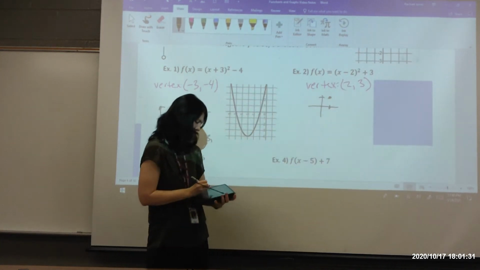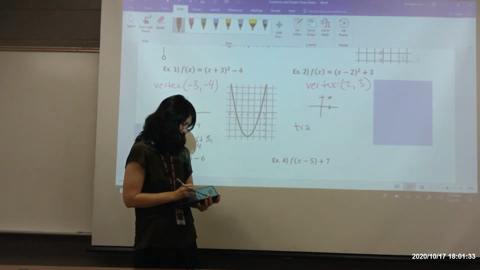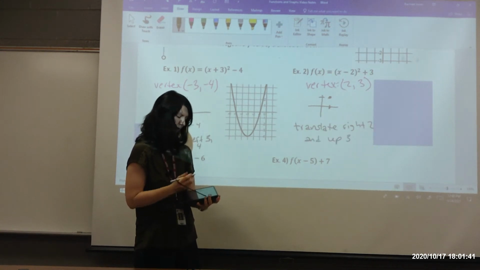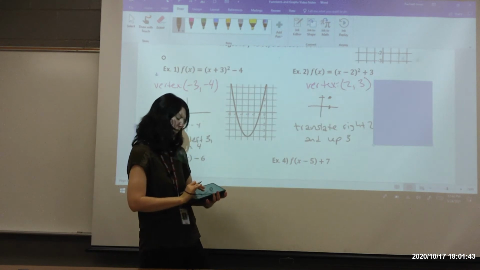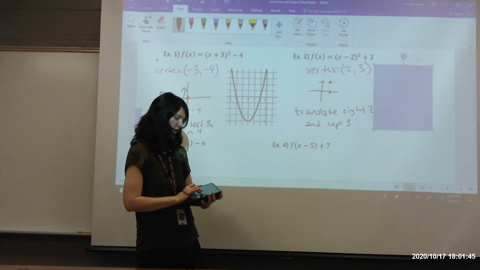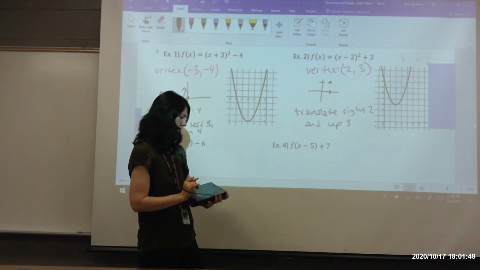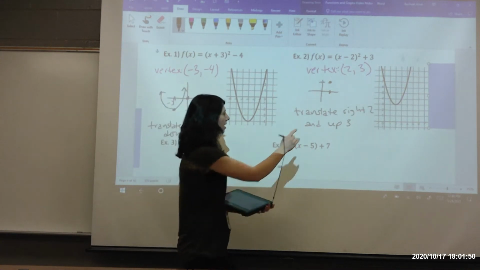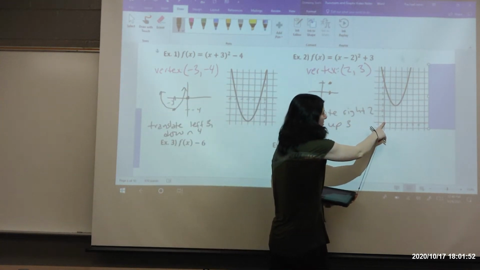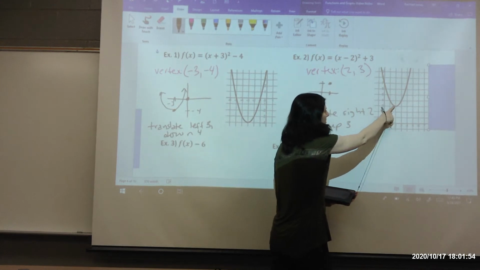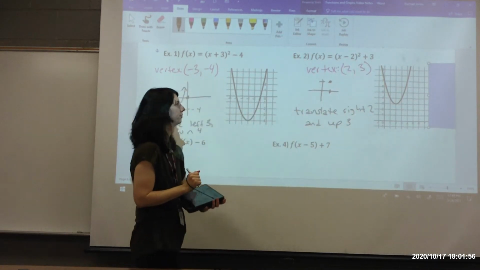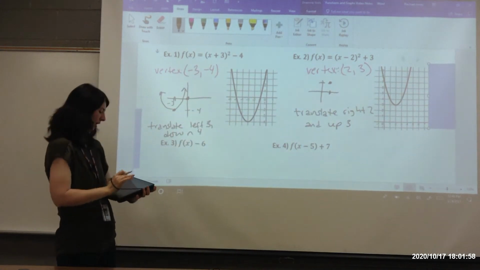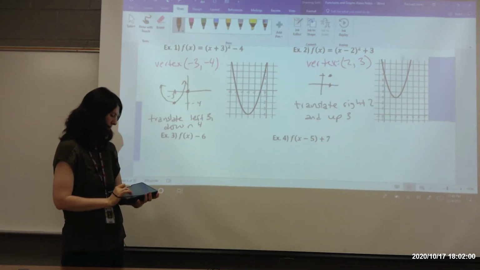So we could say that it translates right 2 and up 3. So you see how the vertex can tell us if it's moving up, down, left, or right at all. Okay? And there it is. We went from the origin, right 2, up 3. And there is our new graph. Okay, so we can also look in something called function form.